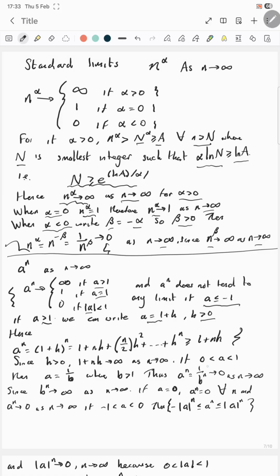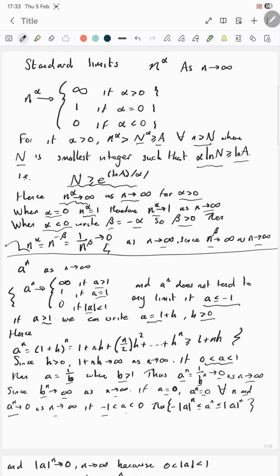Since h is greater than 0, 1 plus h to the n tends to infinity as n tends to infinity. If a is between 0 and 1, then a is 1 over b, where b is greater than 1. Thus a to the n equals 1 over b to the n, which goes to 0 as n goes to infinity, since b to the n goes to infinity. If a equals 0, a to the n equals 0 for all n, and so a to the n goes to 0 as n goes to infinity.